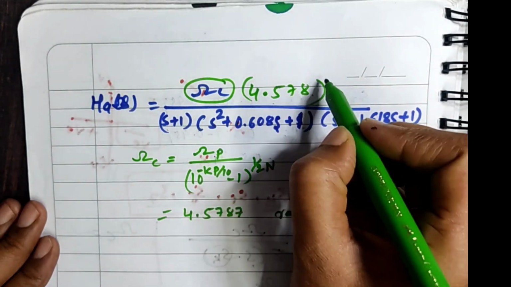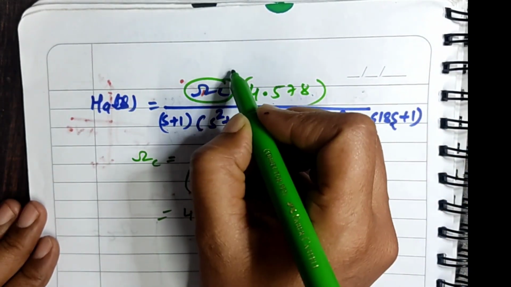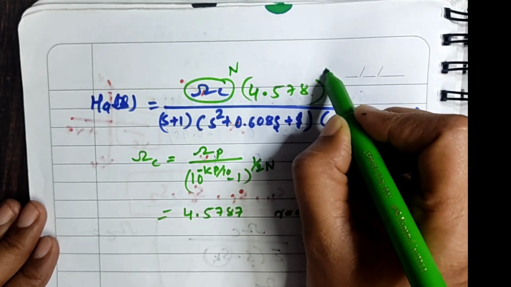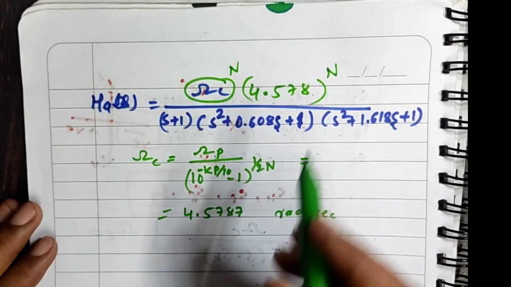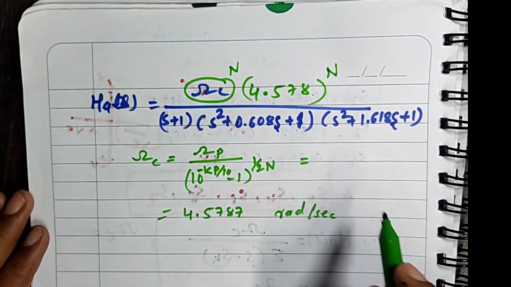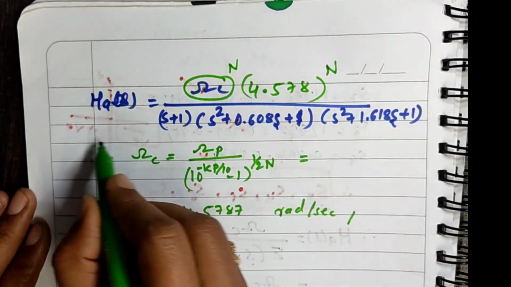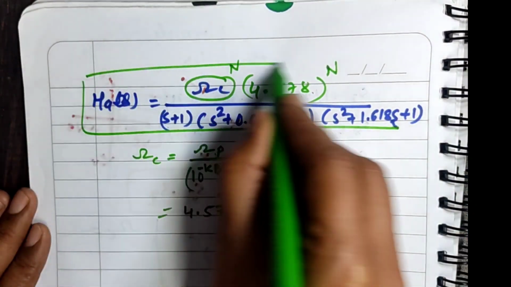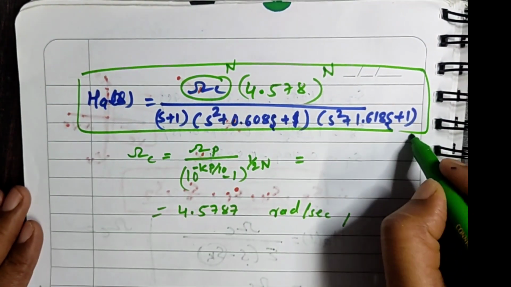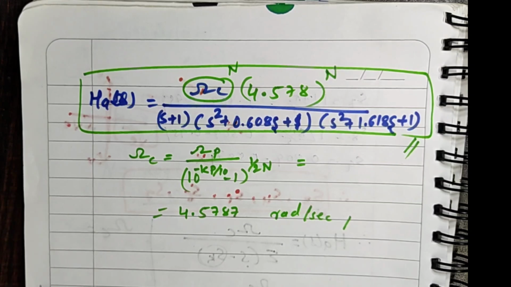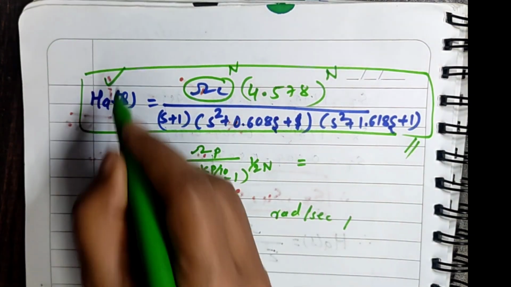Now in the place of this omega C, just replace it by 4.578, to the power, sorry, the formula is to the power n, and n is nothing but 5. Now if you simplify this and place it, this is our transfer function of the Butterworth filter, and this is the analog Butterworth filter.